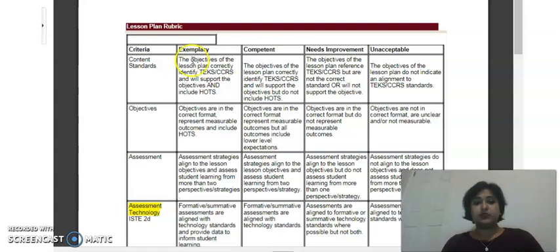So obviously, as you can see, the content objectives is related to your TEKS and they include HOTS, which is higher order thinking skills. Your objective should be measurable in the ABCD format and include once again higher order thinking skills. If your objectives are not in ABCD format, then they become unmeasurable.